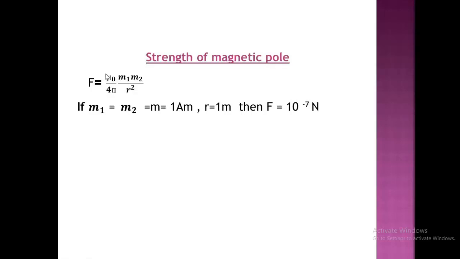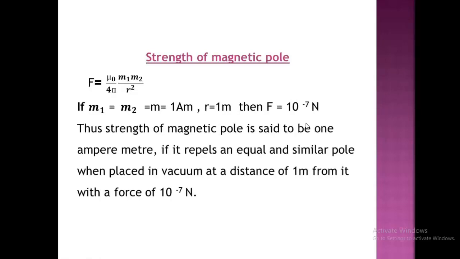What is the value of mu 0? 4 pi into 10 to the power minus 7. So 4 pi will get cancelled. We will get it as 10 to the power minus 7 Newton. So if we make this into a sentence, you will get the definition for strength of magnetic pole.